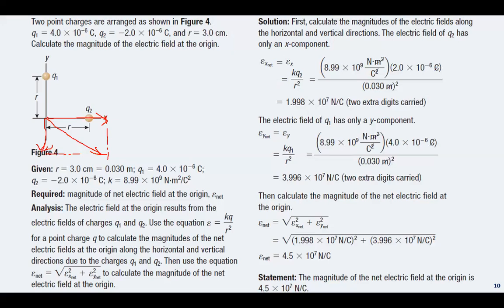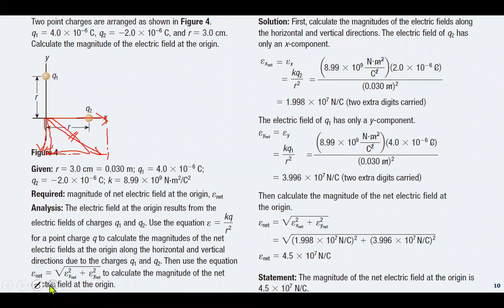So we can use this right triangle to find the magnitude of this side. First calculate the magnitude of the electric field due to Q1 and then due to Q2, and use the Pythagorean formula. The magnitude of the net electric field strength should be the square root of epsilon1 squared plus epsilon2 squared, right?